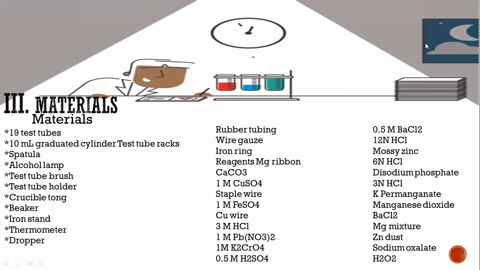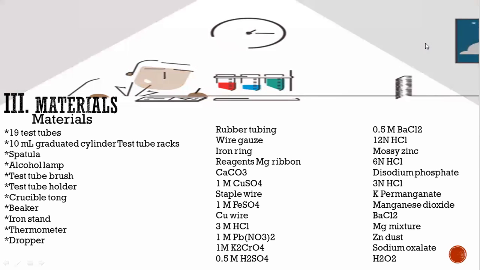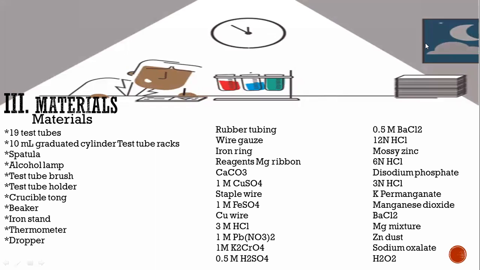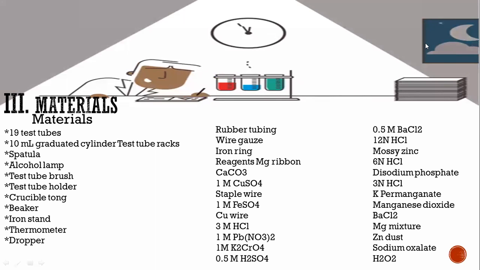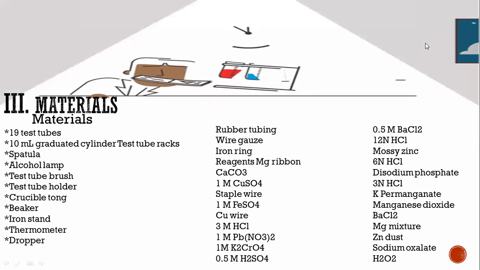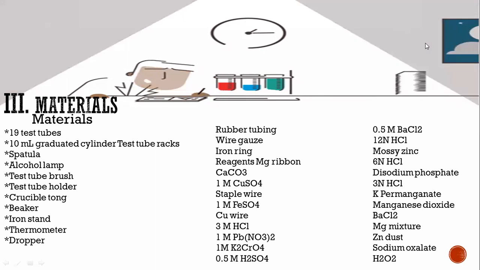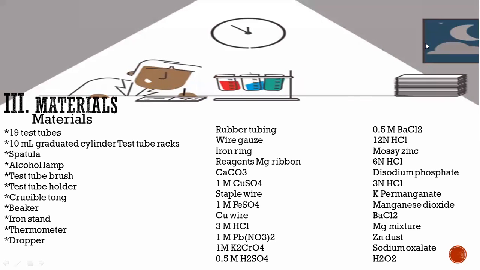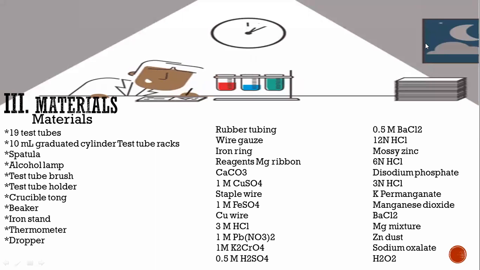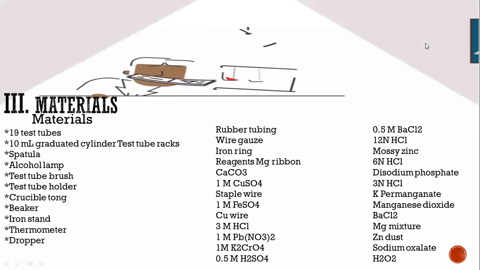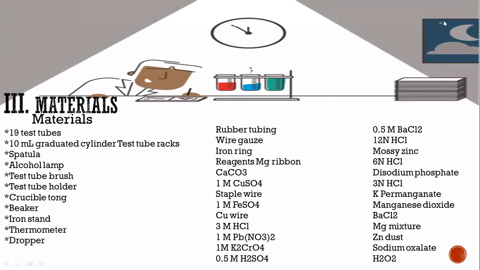12N HCl hydrochloric acid, mossy zinc, 6N HCl hydrochloric acid, disodium phosphate, 3N HCl or hydrochloric acid, potassium permanganate, manganese dioxide, BaCl2 barium chloride, Mg mixture or magnesium mixture, Zn dust or zinc dust, sodium oxalate, and H2O2, which is hydrogen peroxide.